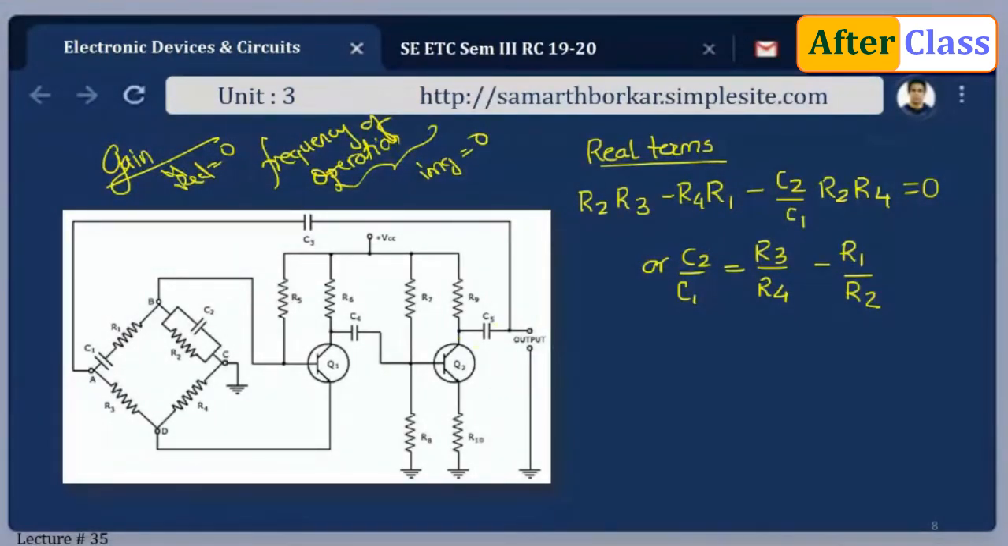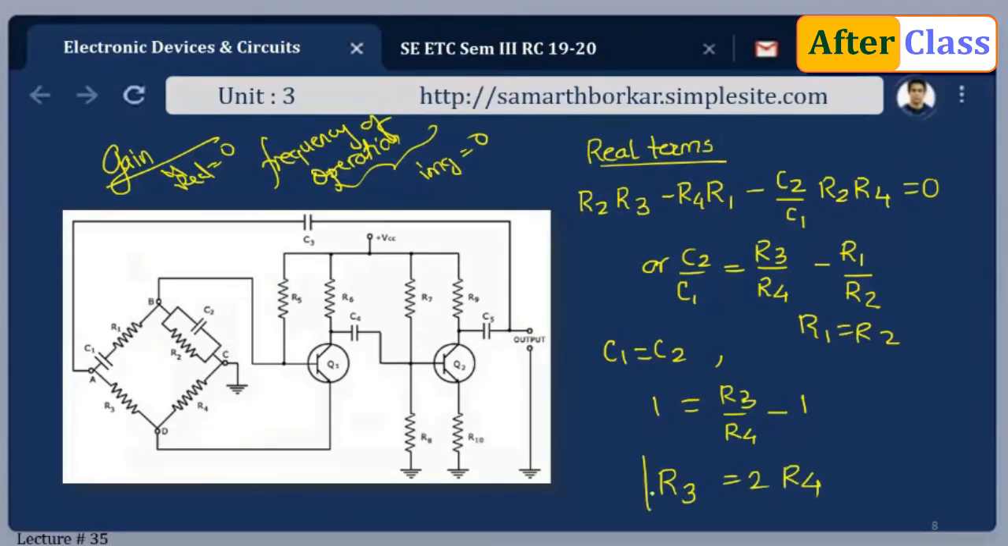Now if I set C1 equals C2 and R1 equals R2, then this equation reduces to 1 equals R3 upon R4 minus 1. So R3 should be equal to twice R4. This is one thing we have to keep in mind. The value of R3 should be twice R4. And this is the heat sensitive lamp.